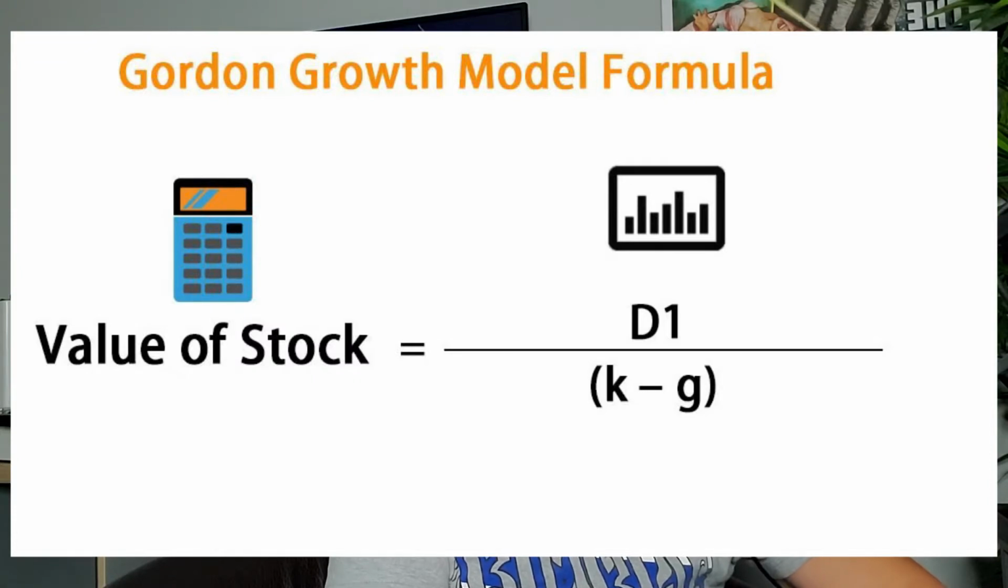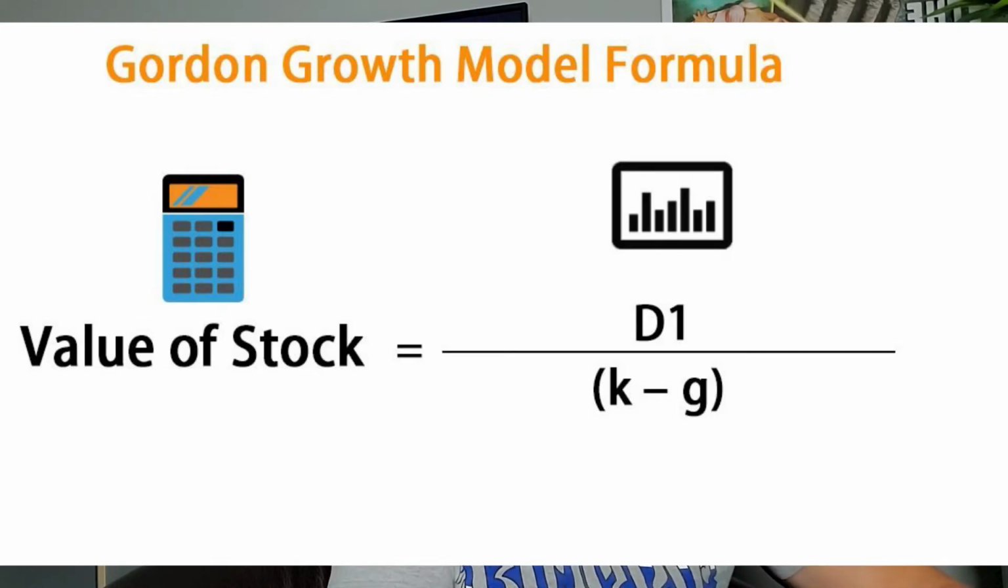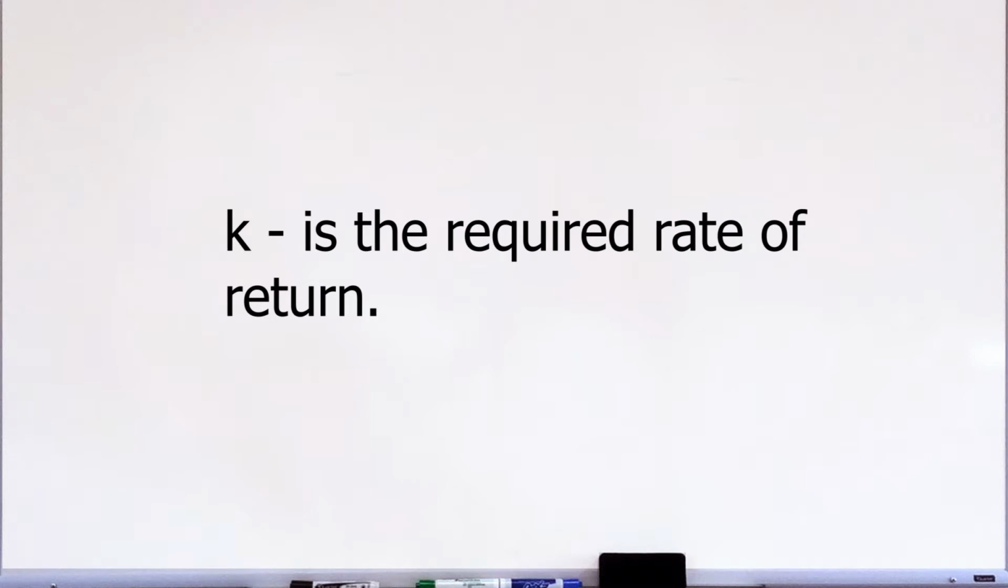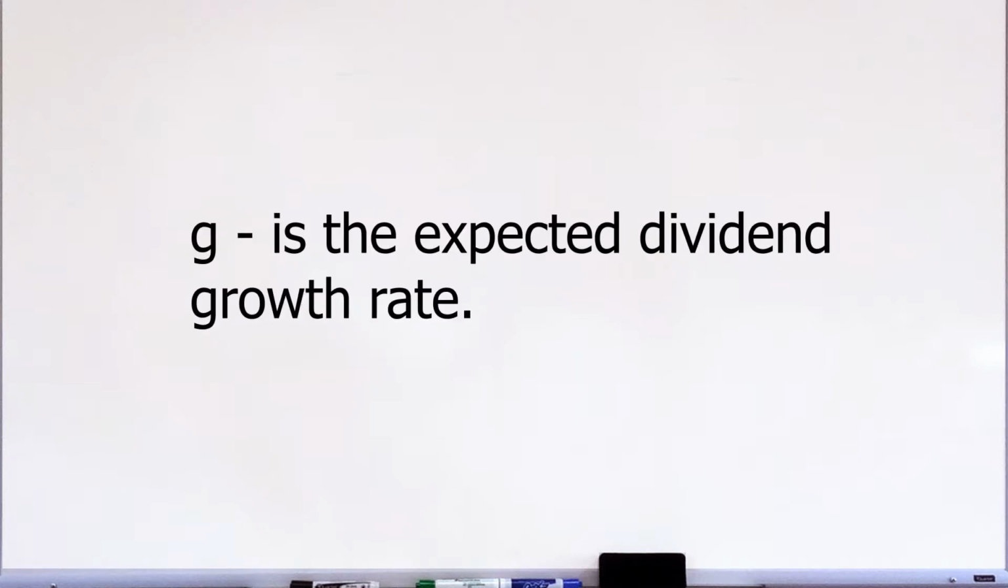Okie dokie, now let's look at the equation. I know. Equations in general are painful for me to look at, but they are important. They do serve a purpose, so stifle your anger long enough to just go through this with me. Basically, the formula reads like this. Intrinsic value is equal to D1 over K minus G. D1 is the expected annual dividend per share for the following year. K is the required rate of return, and G is the expected dividend growth rate.